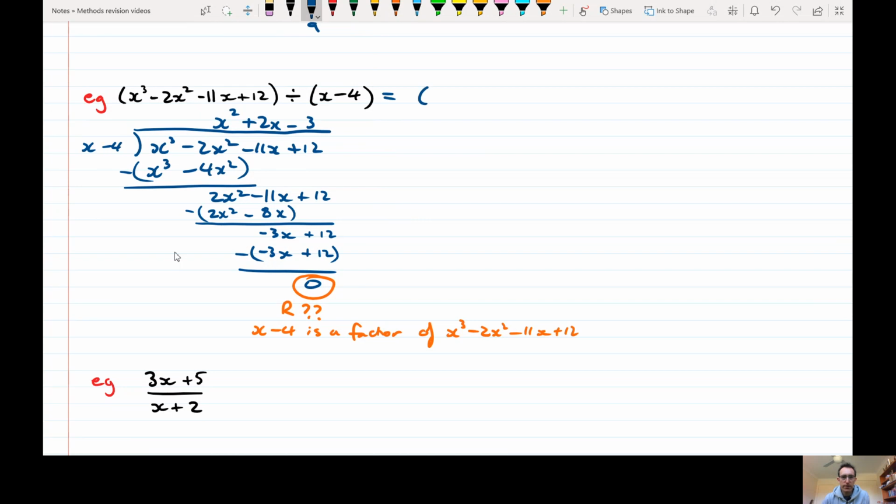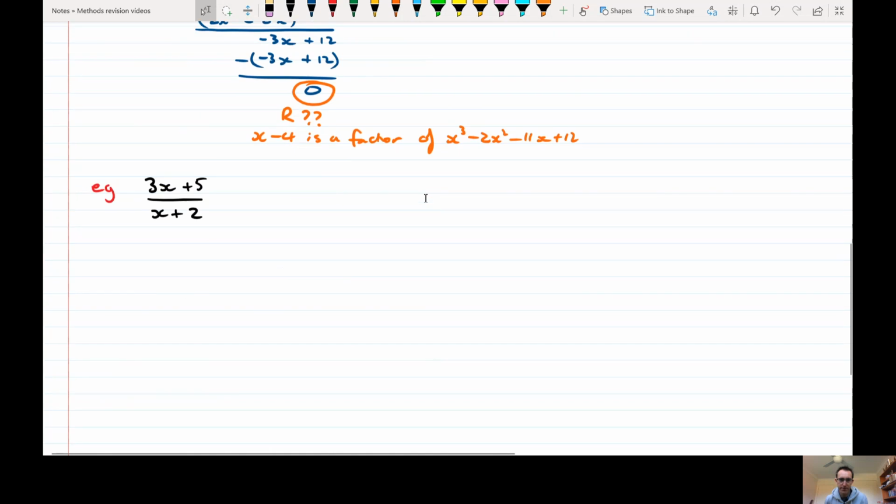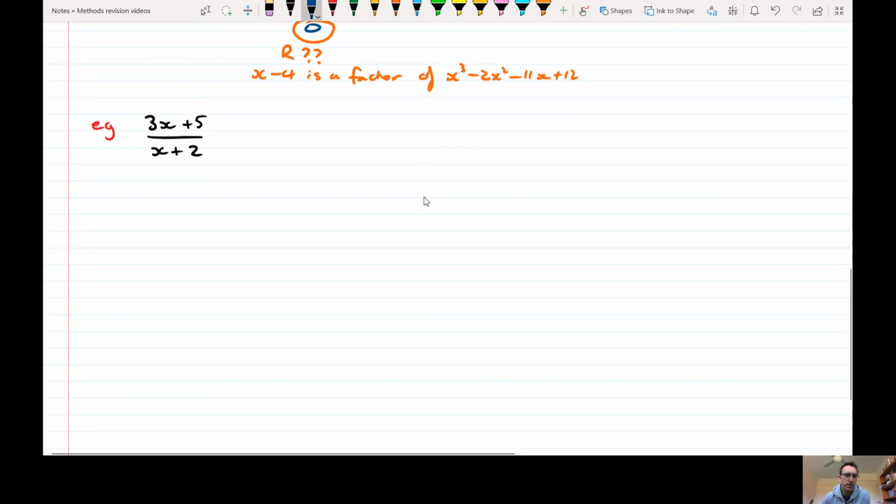So that means this thing here now can be written as just x squared plus 2x minus 3. Actually, get rid of the bracket there, which has no remainder. If you're asked to factorize, you'll then continue on because you can actually factorize this, but that is a different video.